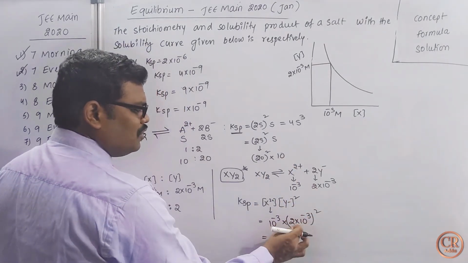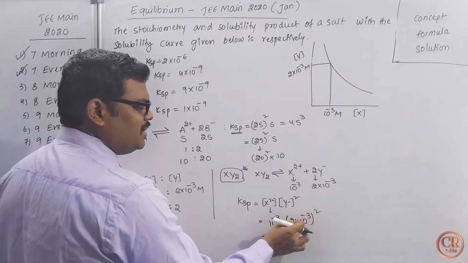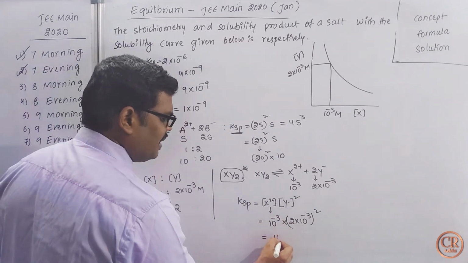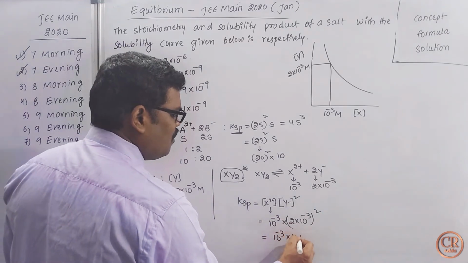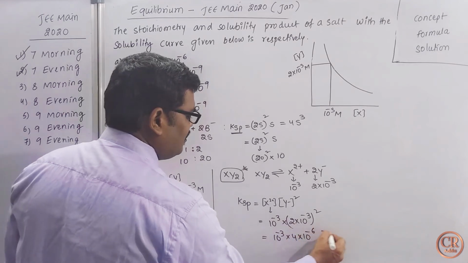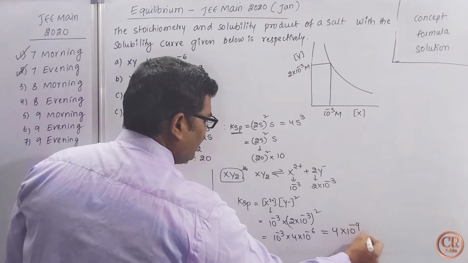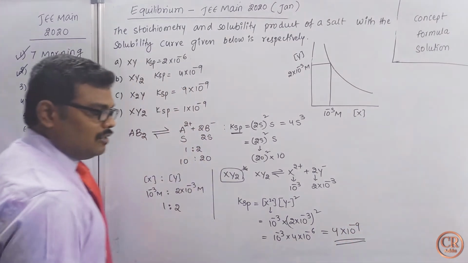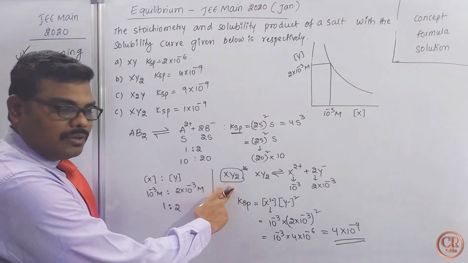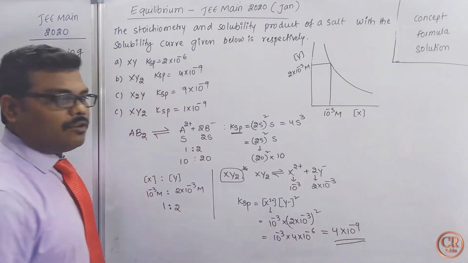Then 2 into 10 power minus 3 whole square is 4 into 10 power minus 6. So I'll write here 10 power minus 3 into 4 into 10 power minus 6, which is equal to 4 into 10 power minus 9. Now the salt type is XY2 and the Ksp is 4 into 10 power minus 9.